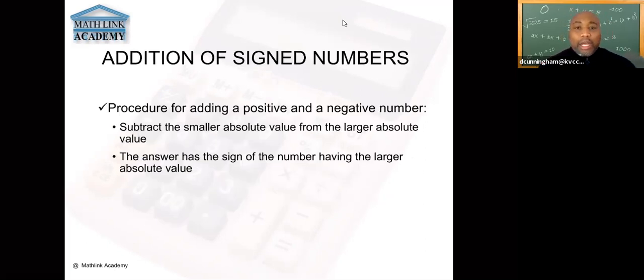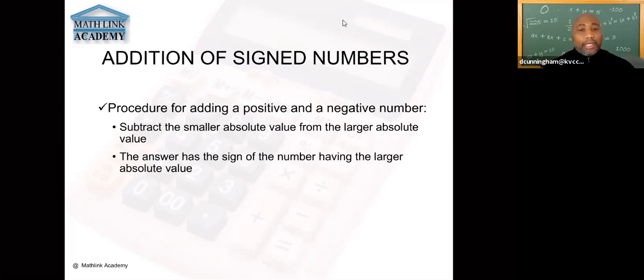Now, adding signed numbers and the procedure for adding a positive and a negative number. There are a lot of different ways you can think of it, but let me show you this and we'll look at what it's saying. I'm going to read this, and then we'll show you maybe another way to think about it. Procedure for adding a positive and negative number: subtract the smaller absolute value from the larger absolute value, and then the answer has the sign of the number having the larger absolute value.